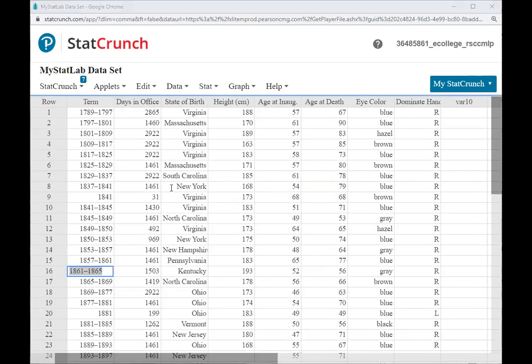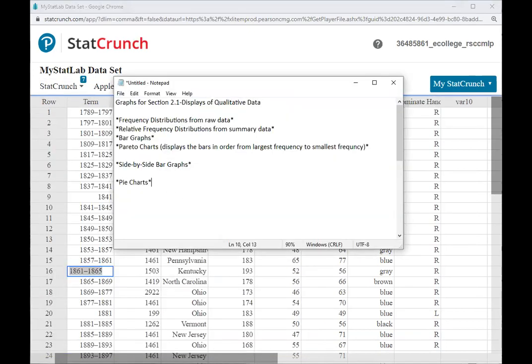And so in our next video, we'll look at different ways to display data when it's quantitative.